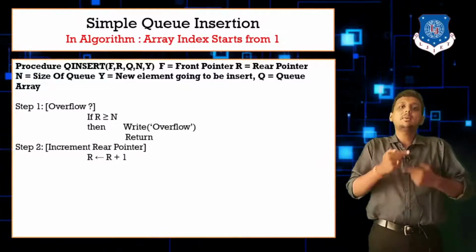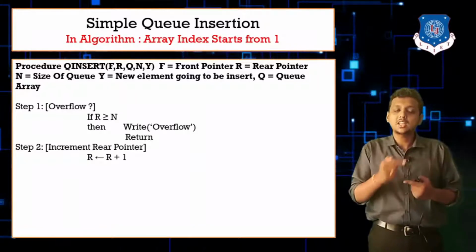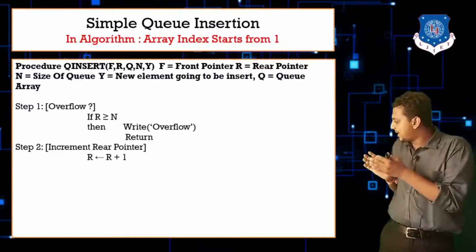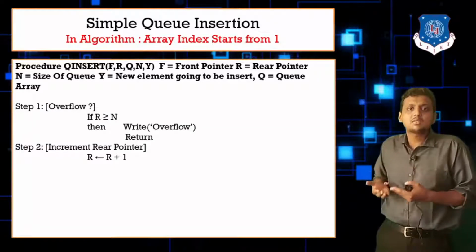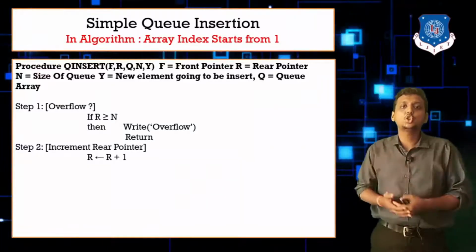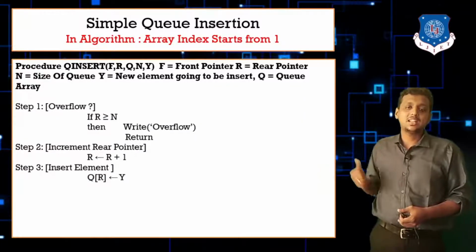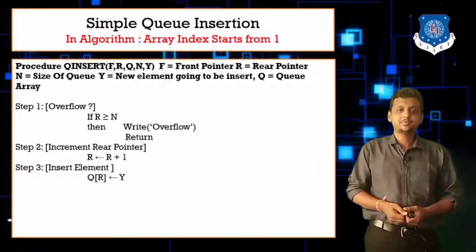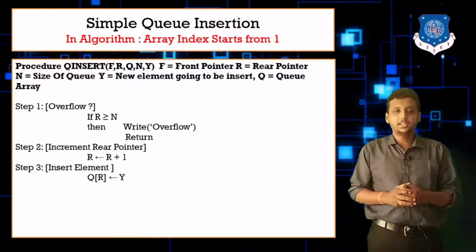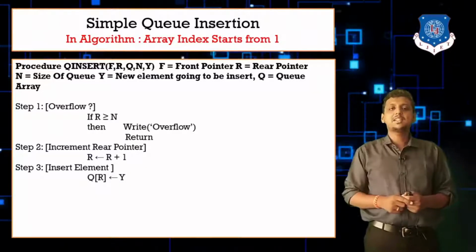So after incrementing the rear pointer, what will be our next step? We just need to insert our element over here. Which is my element? My element is y. I just need to take it and put it into the queue at position r. So that is my next step: Q[r] ← y. So, students, my insertion operation is completed. Now one step is left.